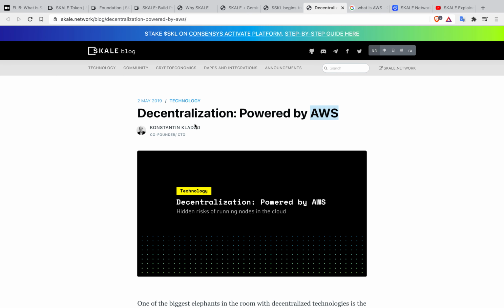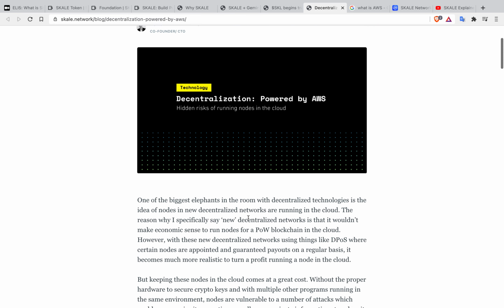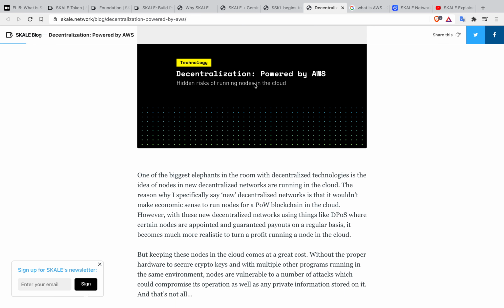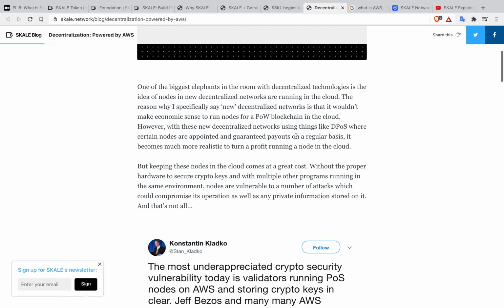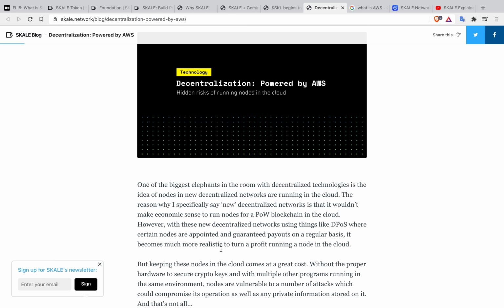So why am I bringing this up? Well, decentralization powered by AWS, scale, right? The hidden risk of running nodes in the cloud. This is what they want to get you to understand. And again, I will leave this in the description because I do believe in doing your own research. You guys got to research this because I can't teach you everything. I can teach you the basics, but it's really important for you to understand a little bit of this, I'd say.